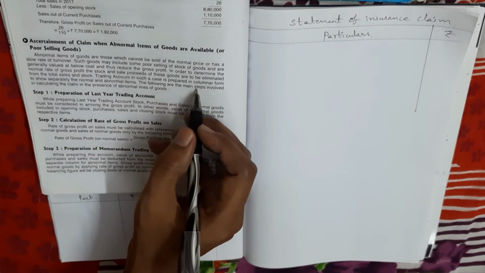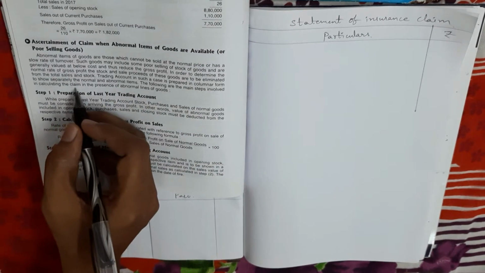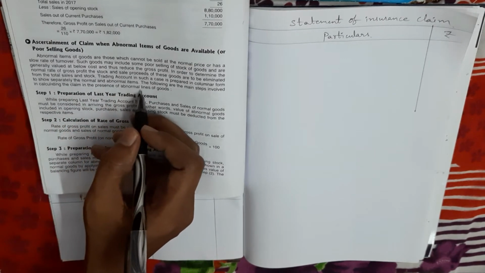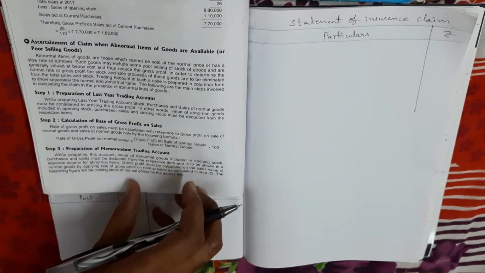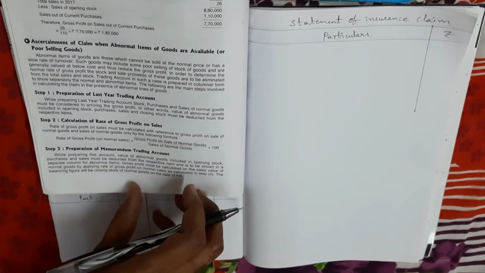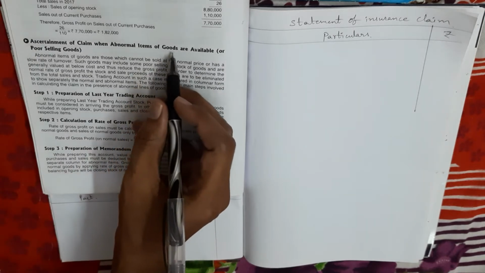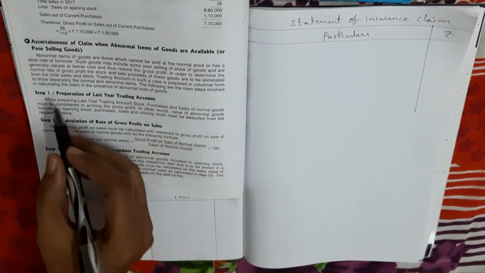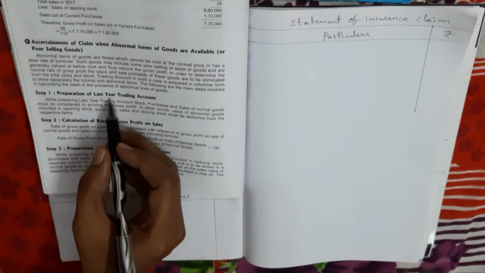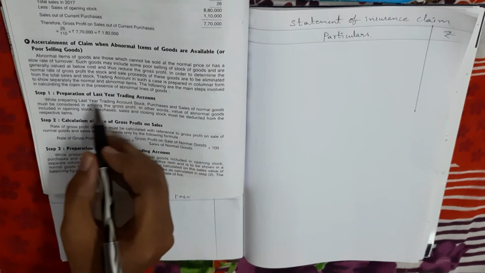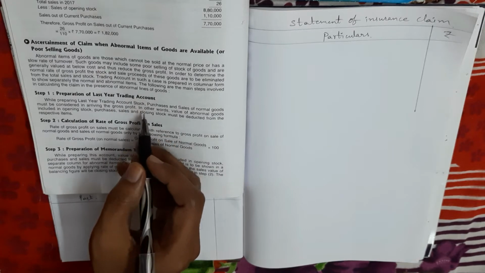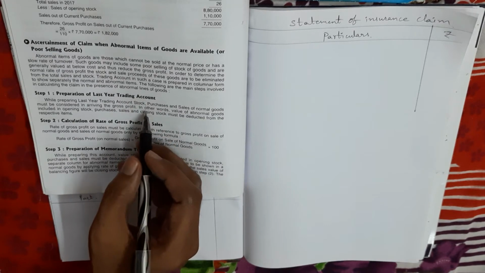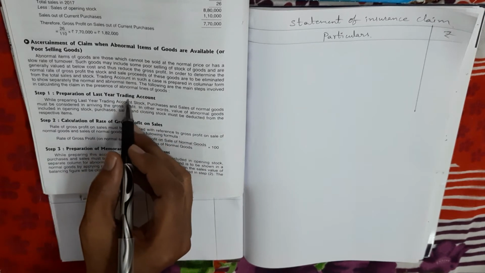The following are the main steps involved in calculating the claim in the presence of abnormal lines of goods. These are the important steps in valuation of insurance claim amount when abnormal items of goods are given. First step, the preparation of last year trading account. Generally, when we prepare trading accounts to find out the gross profit ratio, if the gross profit ratio is given in the problem, there is no need to prepare a trading account.